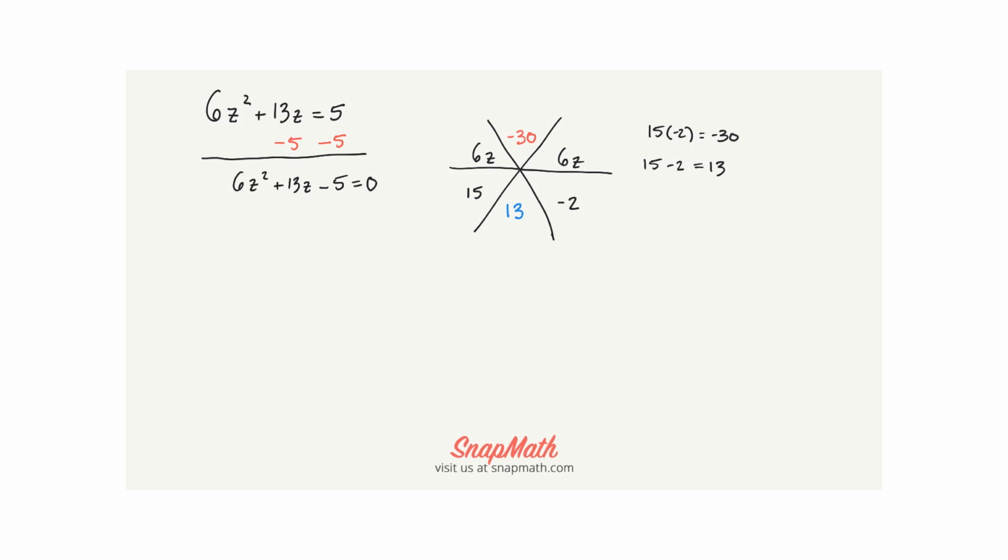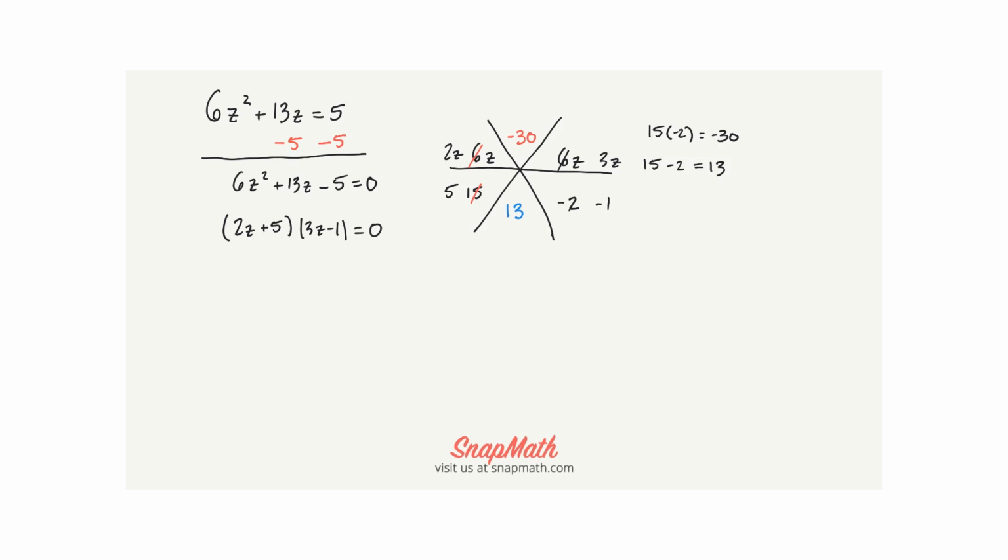And I can reduce the 6 and the 15 by 3. So then that will be 2z and 5. So now our first binomial will be 2z plus 5. And then we can reduce this by 2. So this will be 3z and -1. And we write 3z minus 1, and that equals 0.